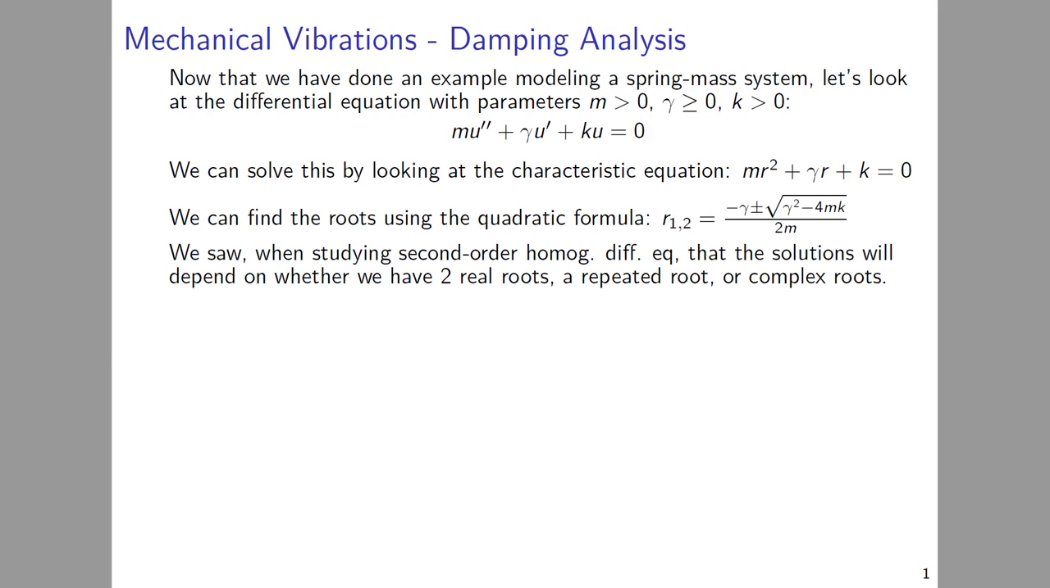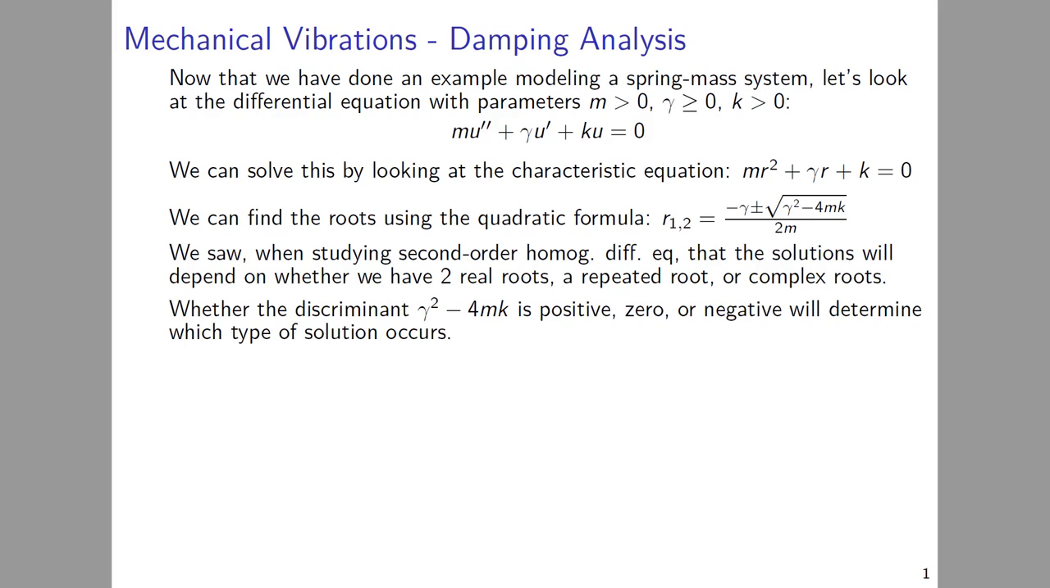And we saw when studying second order differential equations that the solutions will depend on whether we have two real roots, a repeated root, or complex roots. The case that we're in will be determined by the discriminant gamma squared minus 4mk. In particular, whether the discriminant is positive, 0, or negative will determine if the solutions are two real roots, one repeated root, or complex roots, respectively. Let's look at each of these cases individually.